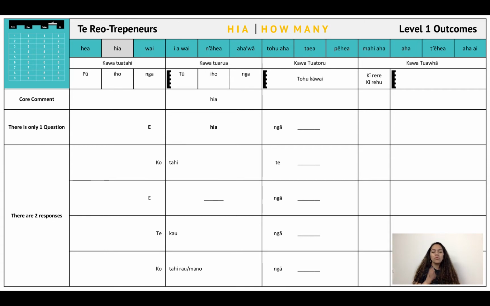Don't worry too much about not knowing the Māori kupu or the Māori vocab or terms for objects and things. That can come later. The important thing is that you understand how to use e hia. How many things are there? Okay, now let's look at the two responses.